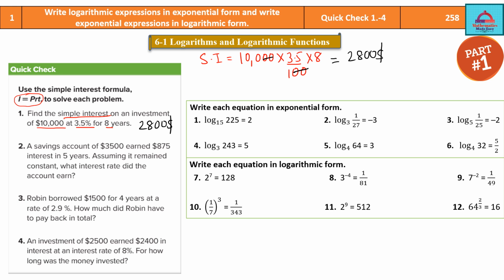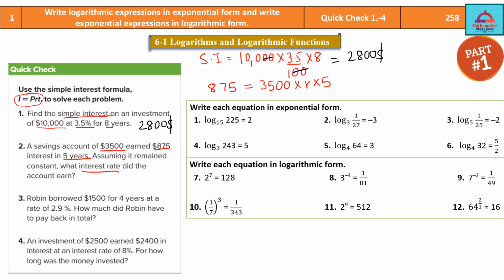Next, question 2. A savings account of $3,500 earned this much simple interest in 5 years. You have to find the rate of interest. Again, I'm going to use the simple interest formula. 875 is given as the simple interest on the principal of 3,500. The rate you don't know, you have to find, and time is 5 years. So we have to just solve this expression.